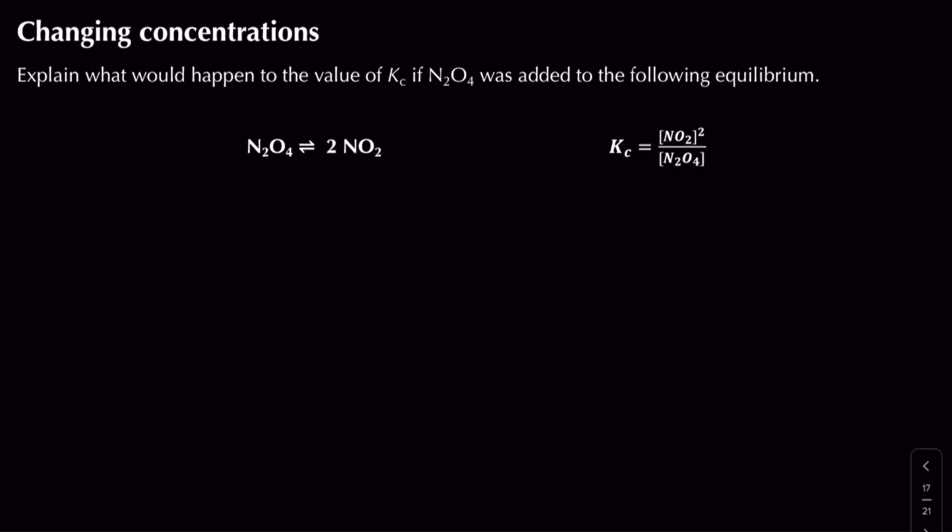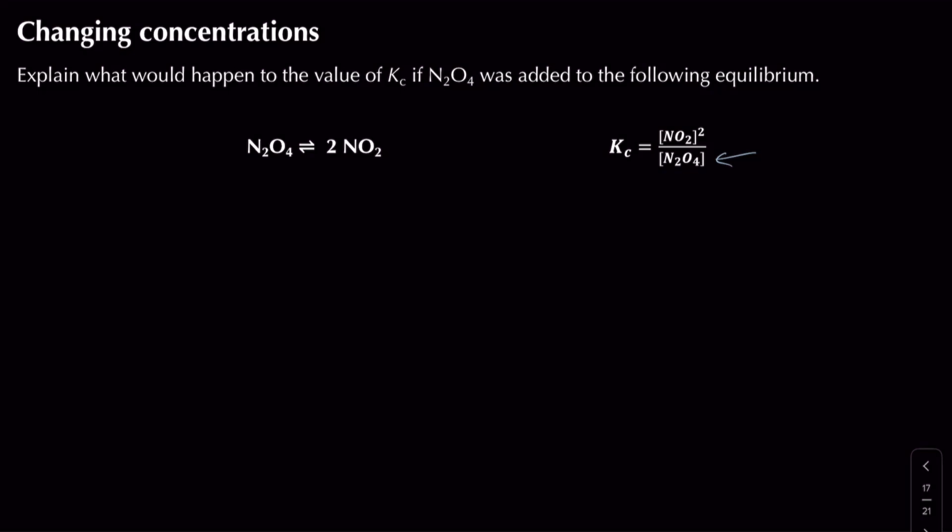So yeah, if we were to look at our first example, if I'm changing the concentrations, let's say I'm looking at this equilibrium here, I'm dealing with N2O4 that's forming 2 lots of NO2. We're asked to explain what would happen to the value of Kc if N2O4 was added to the following equilibrium. Now, we've got to think about it like this. First of all, in terms of a fraction, I'm dealing with N2O4. That's going to be, of course, my reactant.